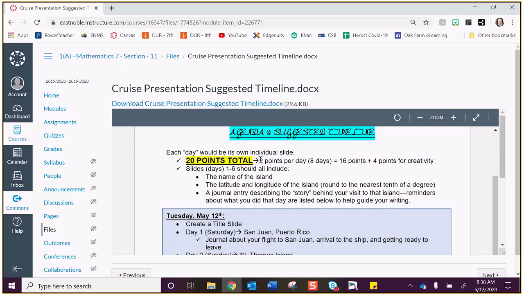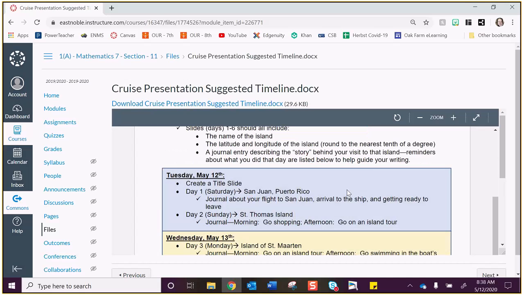Okay, so each day would be its own individual slide. You've got 20 points total, 2 points per day, 8 days, which is 16 points. Again, 4 points for creativity. The slides, days 1 through 6, should include the name of the island, latitude and longitude, and again, your journal describing the story. So some of that same stuff we just went over is here.